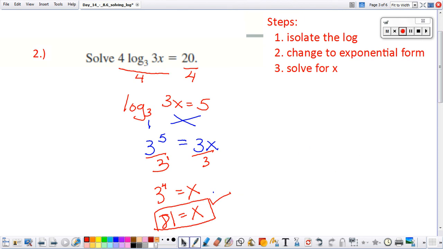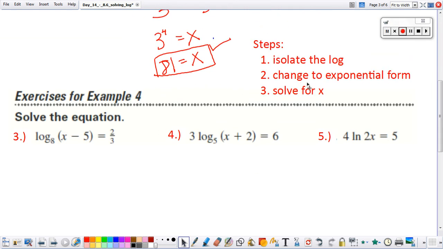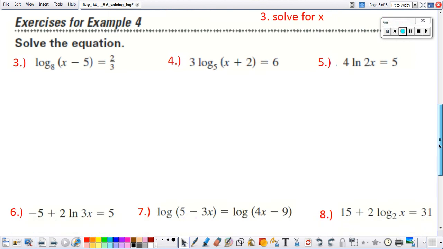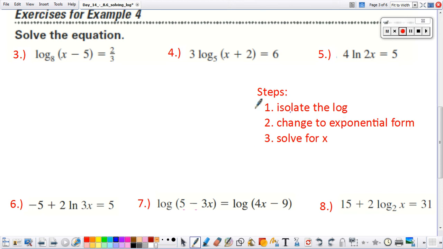Okay, so we're going to try a few more of these. I'm going to move the steps down so we can keep looking at them. Okay, so let's try number 3. Log base 8 of x minus 5 equals 2/3. We're going to do this one together too. The first part, isolate the log. This expression is by itself, so now we're going to change to exponential form. We get 8 to the 2/3 equals x minus 5.